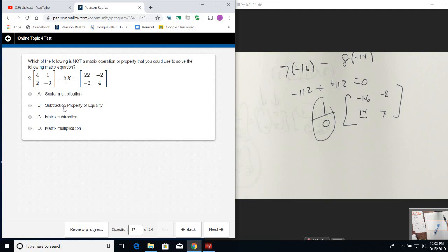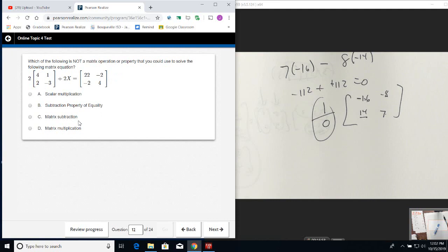All right? What about subtraction property of equality? Well, to get rid of this side right here after I multiply, wouldn't I subtract the left matrix and then subtract it from the right side? Because whatever you do to one side, you do to the other. So I could subtract whatever this product is to this side, so that's okay to do.